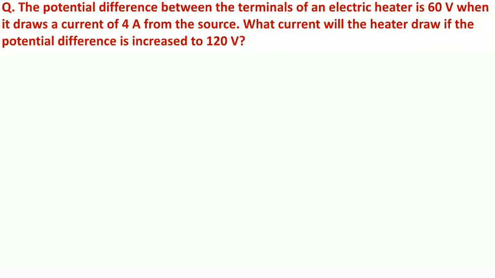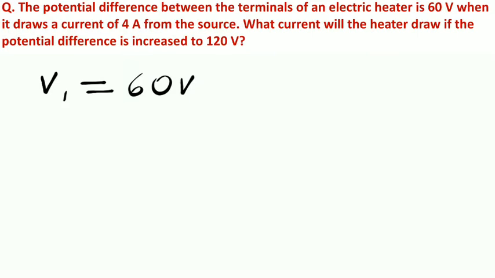The potential difference between the terminals of an electric heater is 60 volt when it draws a current of 4 ampere from the source. What current will the heater draw if the potential difference is increased to 120 volt? So here two conditions are given for an electric heater. In the first condition, the potential given is 60 volt. Let's take this as V1.